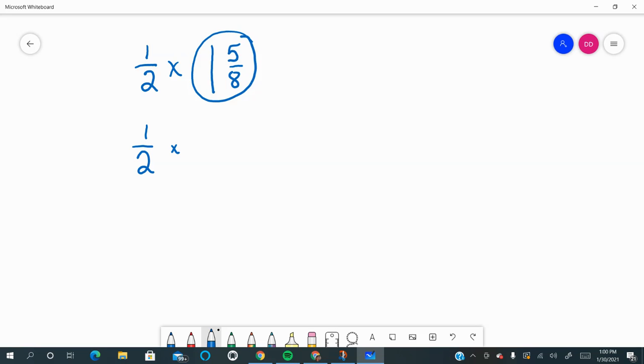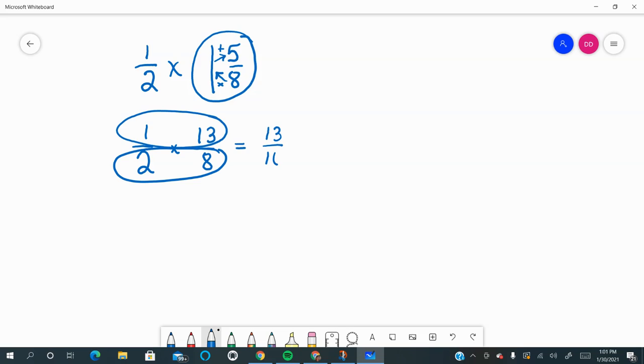So 1 5/8, remember you start with the denominator, you multiply it by the whole number, and then you add the numerator. Multiply and then add. 1 times 8 is 8, plus 5 is 13. Now you multiply straight across. 1 times 13 is 13, and 2 times 8 is 16. So 1/2 of 1 5/8 is 13/16.